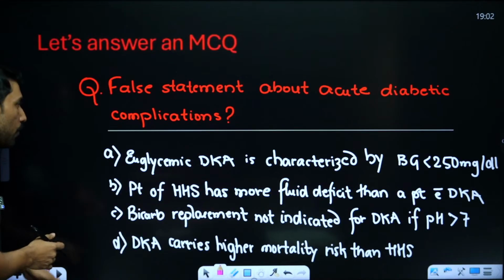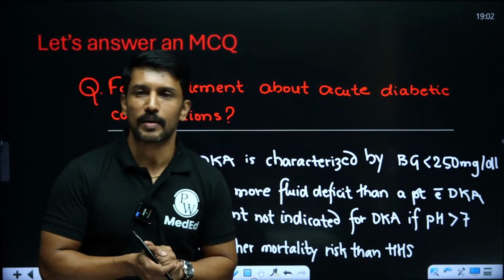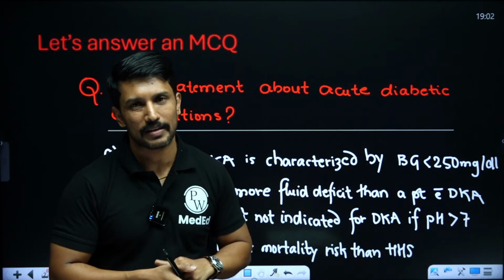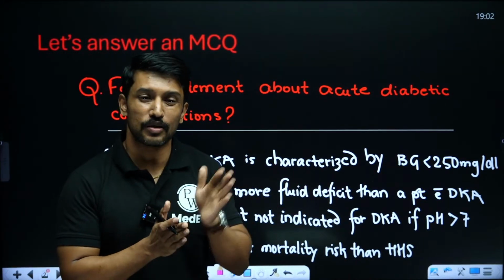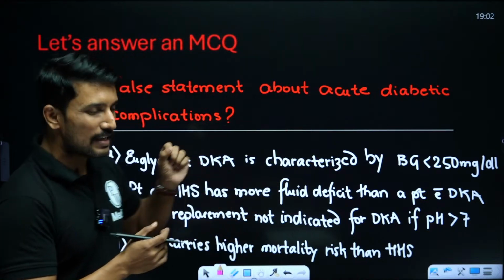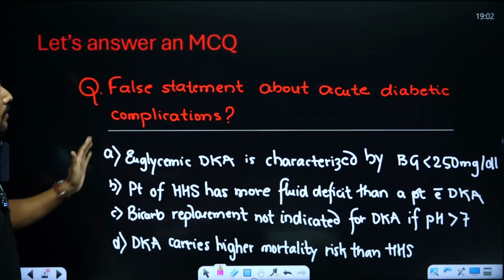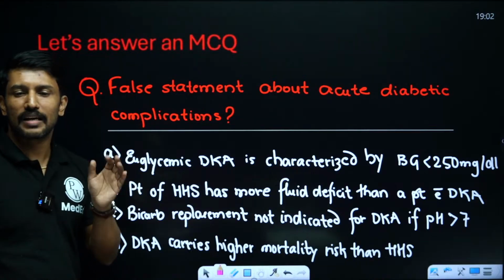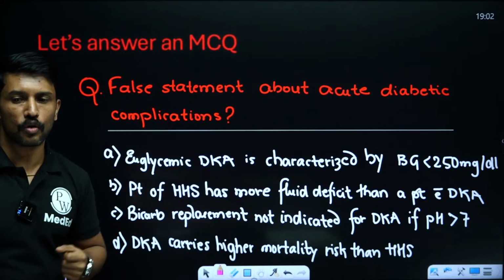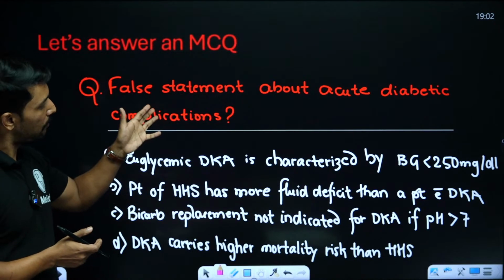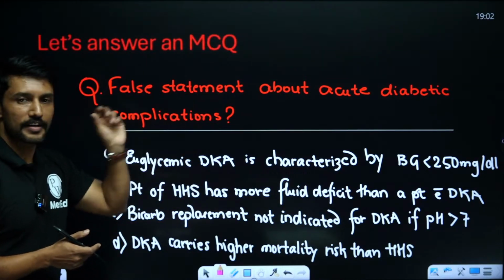But before we go into the topic, let's revise one MCQ based on what we have discussed in the previous class. The previous class was based on DKA and HHS. So let's see if we can answer this right. False statement about acute diabetic complications. We know that DKA, HHS and hypoglycemia are three acute complications of diabetes. Let us see which of them is a false statement related to these.